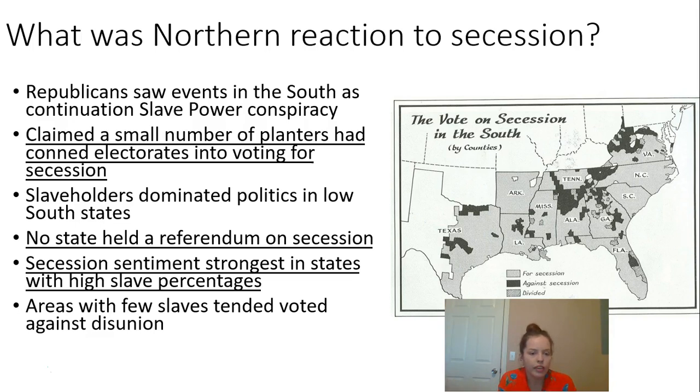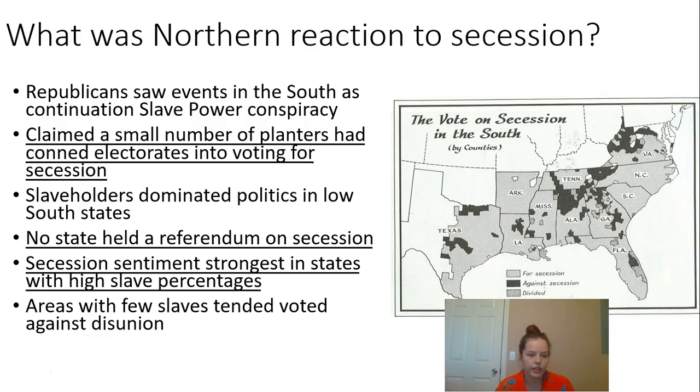Northerners are also going to claim that it was only a small number of planters who had conned electorates into voting for secession. They believed that because slaveholders dominated politics in the Low South, it was going to be the slaveholders who were connected to congressmen who would then be able to persuade Congress to secede from the Union, and that there was no state that held an actual referendum on secession. It all came down to the people in power and the people in charge of government, who would have been the plantation masters, to make the decision of whether or not they were going to secede from the Union. There was no statewide vote. It all came down to the people in power to decide that.